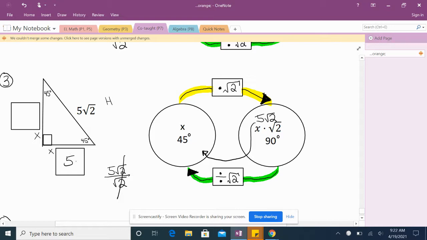And if this leg is 5, then the other leg has to be 5.